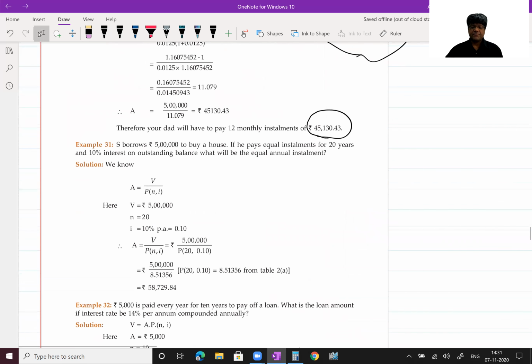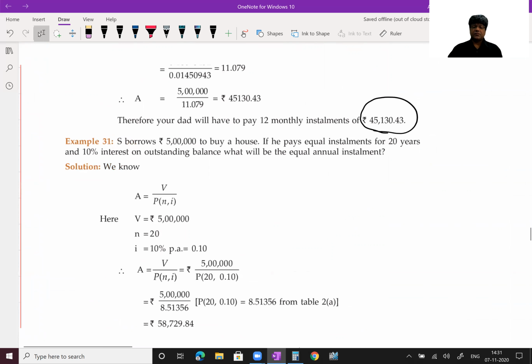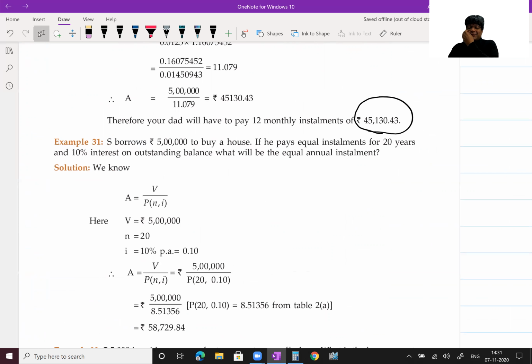Okay, guys. One more question. S borrows 5 lakh to buy a house. If he pays equal installments for 20 years and 10% interest on outstanding balance, what will be the equal annual installment? He borrows. Borrows means what? He has taken a loan. Loan means what? Immediately today he will get the loan to buy the house, and for that he will pay later in installments.